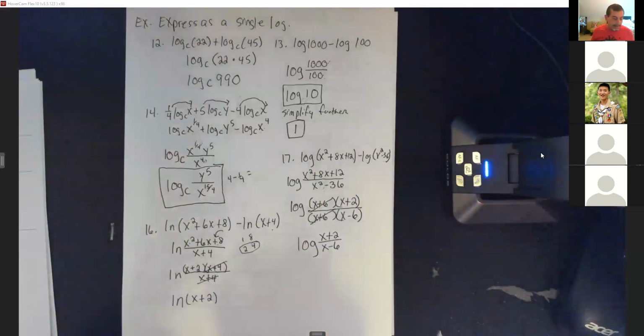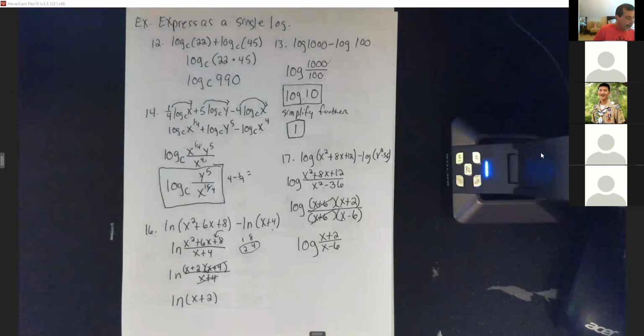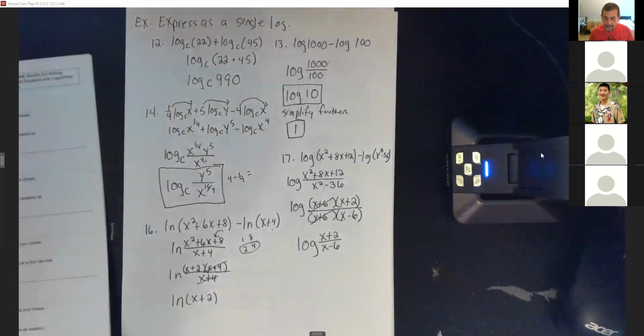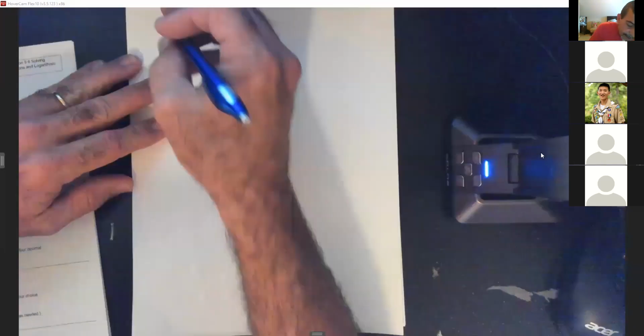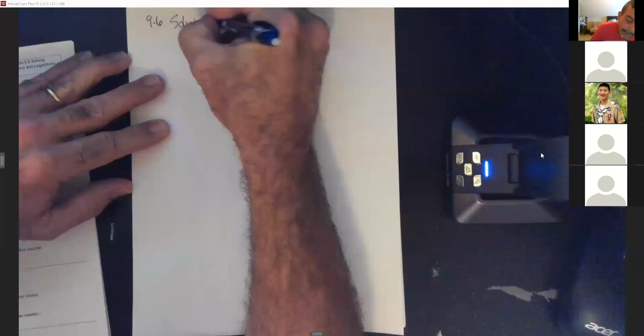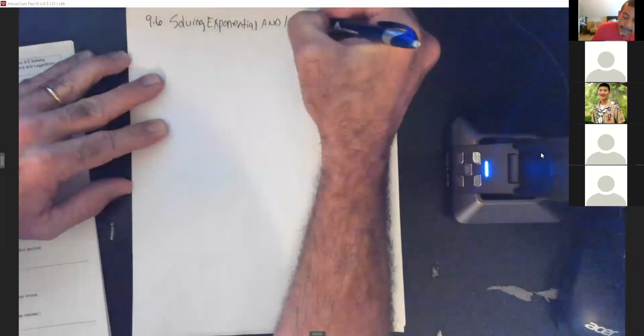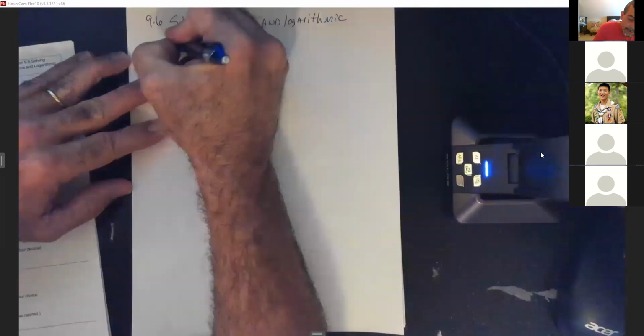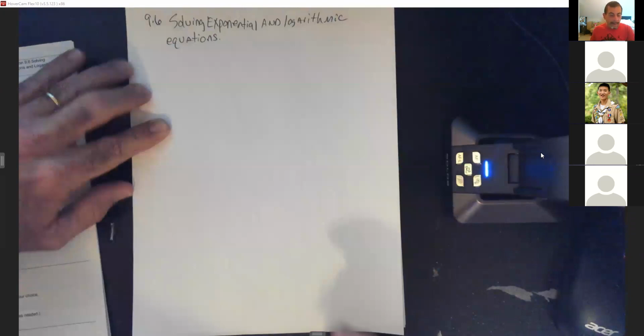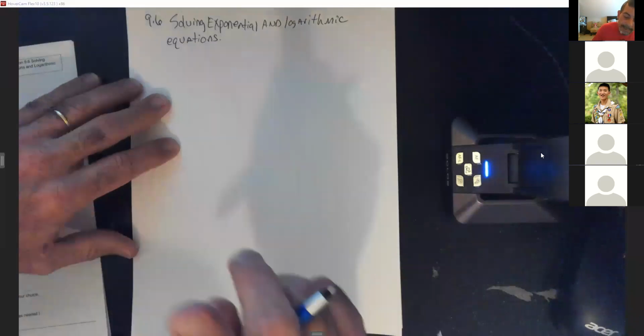All right, so y'all learned all this so we could do the stuff we're about to do. And that's solve equations in 9.6. All right, y'all, so here we go, 9.6. And this is solving exponential and logarithmic equations. So first I'm going to start with exponential.